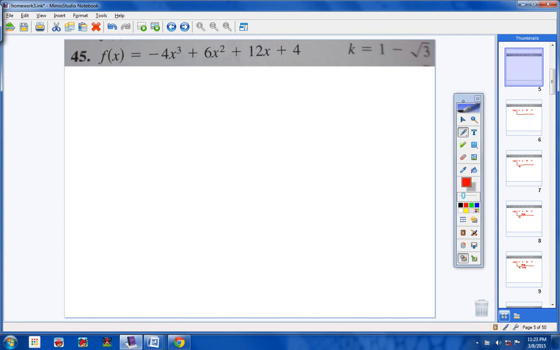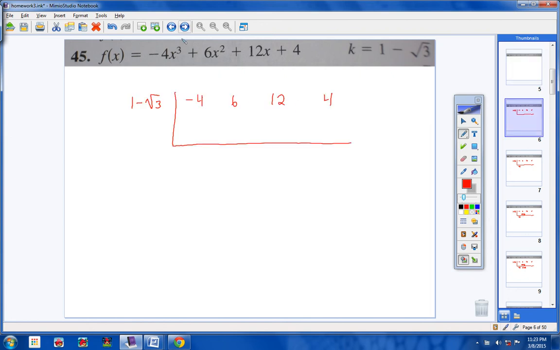So students, here we go. I had to pause the video so I kind of forget where I was, but standard form, synthetic division, and so here we go. First of all, 1 minus square root of 3 goes here, and all of my coefficients go right here, okay? Next, we're going to bring the negative 4 down, so it looks like this.